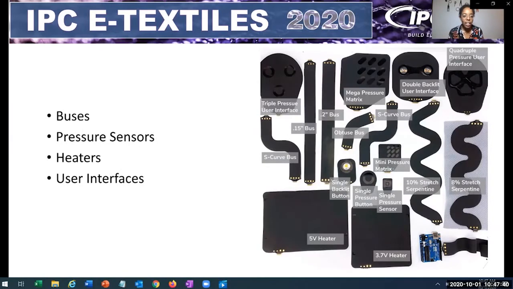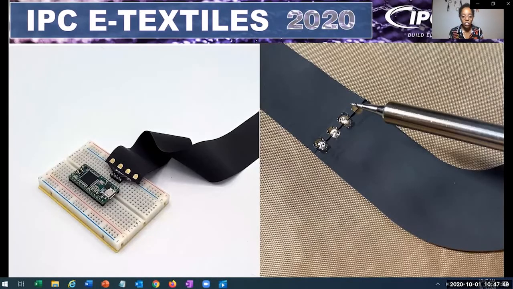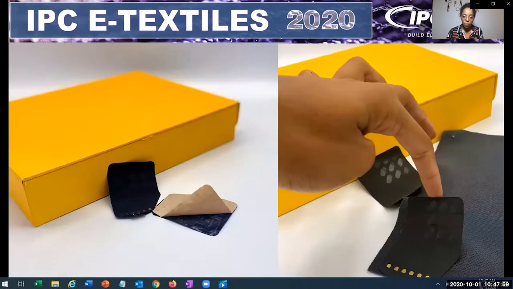And the collection we made of these parts that people could use for high fidelity prototyping were buses, pressure sensors, heaters, and user interfaces. So we made this collection of parts, and they all had a special interconnect on the end that allows them to be either breadboarded or soldered bus to bus, part to part. We also made sure that they all had a sticky backing so they could be easily attached to a textile, making them a part for using with wearable technology or a part for using with textiles in general.